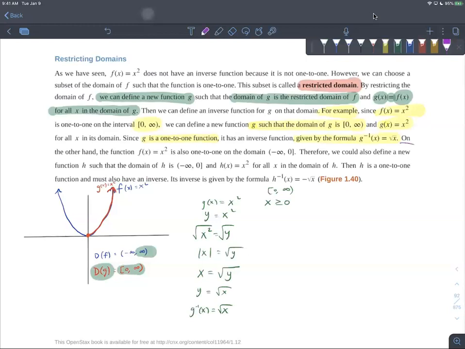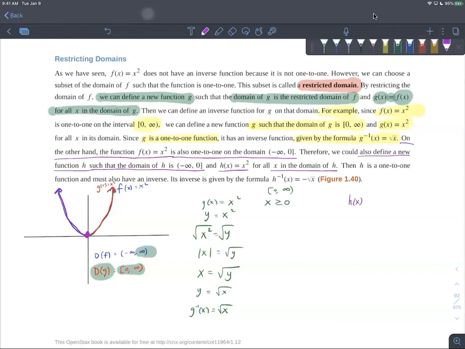Let's continue reading. On the other hand, the function f of x equals x squared is also 1-to-1 on the domain from negative infinity to 0. So we could have also defined the function to be on this side only, rather than only the right side. So we could also define a new function h, such that the domain of h is negative infinity to 0, but h of x is still equal to x squared for those values x from negative infinity to 0, the domain of h. So h would also be a 1-to-1 function, and so it would also have an inverse.